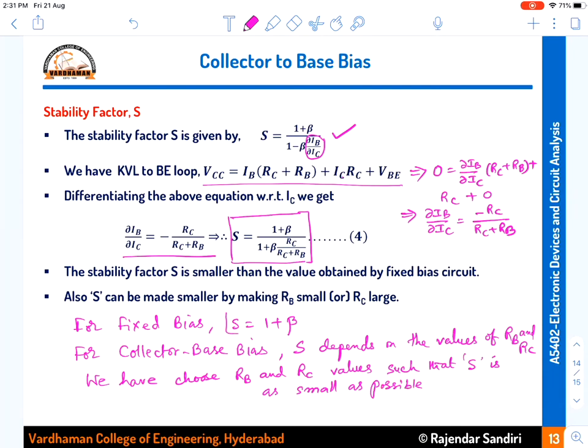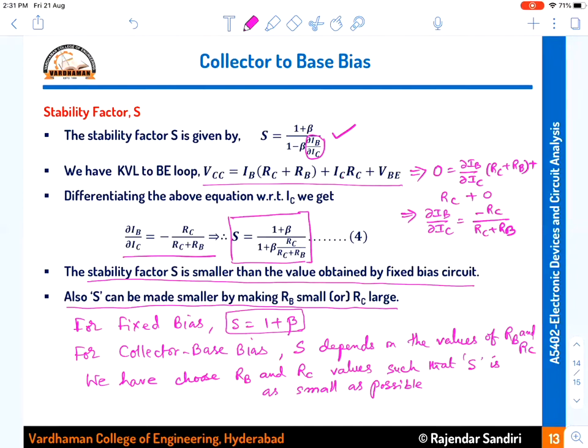Earlier it is S is equal to 1 plus beta, but beta is only transistor dependent. A transistor with beta 50 I can take, a transistor with beta 100 I can take, I can use it here. So there is no control, only the transistor beta value is deciding the stability factor in the fixed bias. Whereas in this case, not just the beta value, even RC and RB values are also available. Now this RC and RB values we have to choose suitably, so that this S value will be as small as possible. So the stability factor is smaller than the value obtained by the fixed bias circuit. Also, S can be made smaller by making RB small or RC large. Okay, two ways.